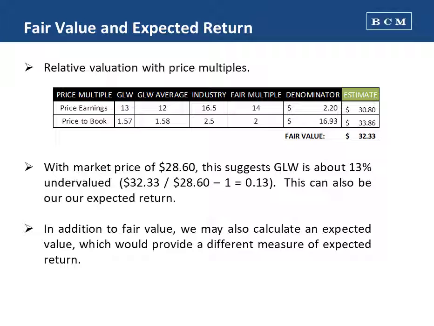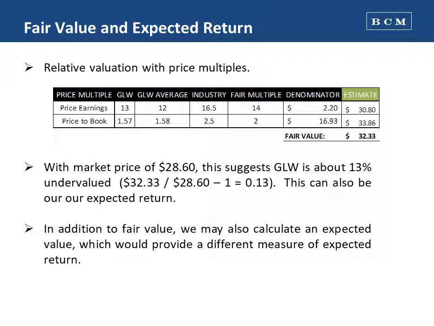Normally, we would include different types of multiples and also use approaches that are not relative value based, right? So one very common example would be using a discounted cash flow analysis. And that's a different approach, and we'll talk about that in another video. But for now, if our estimate is $32.33, and the current price is $28.60, that implies the stock is undervalued with an expected return of about 13%.